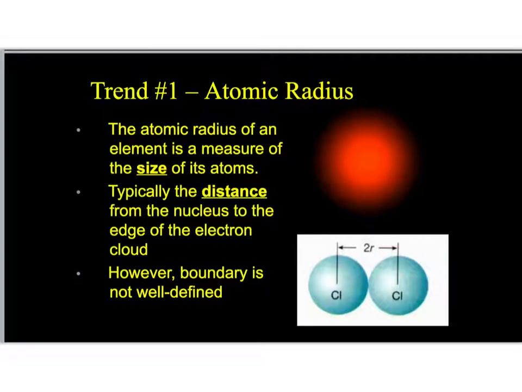Trend number one is going to be atomic radius. And so the atomic radius of an element is the measure of the size of the atoms. It's typically the distance from the nucleus to the edge of the electron cloud. And so, based on where an element is located on the periodic table, it can tell us a lot about its atomic radius.